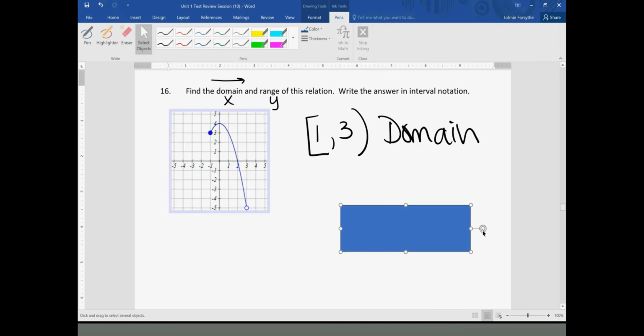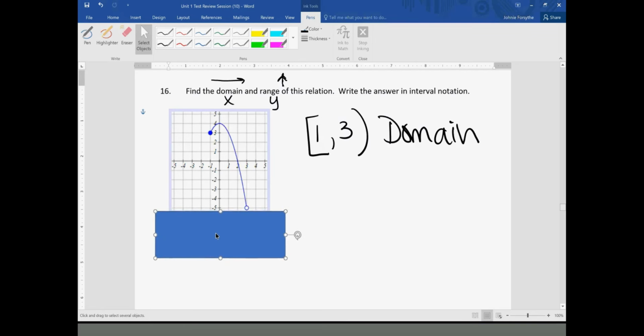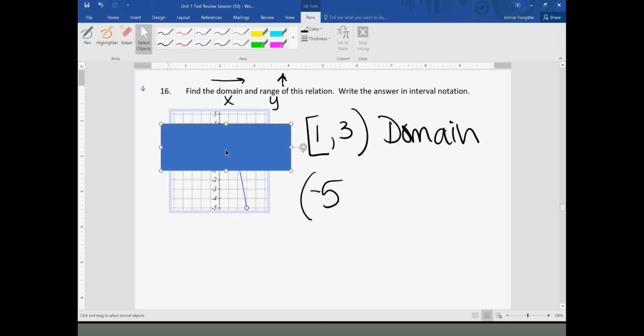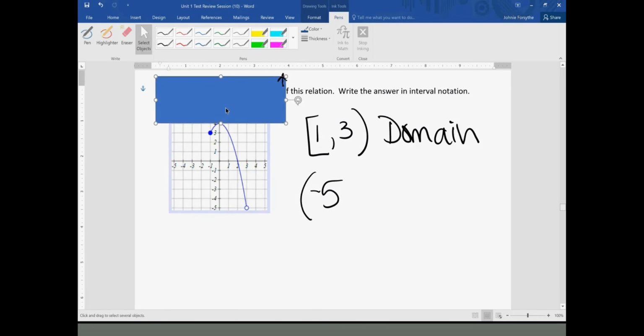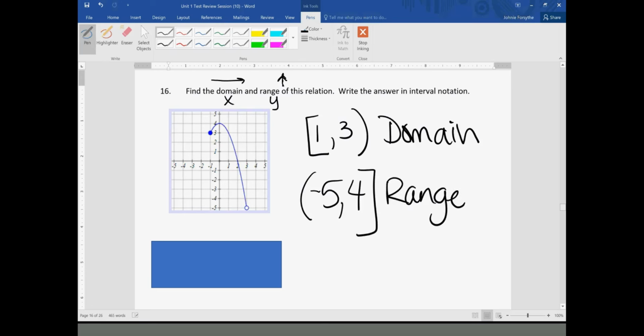Now let's look at the range. So bottom to top. Okay, so starting from the bottom, it starts at -5. So this is where your range starts, but it's an open circle, so we're going to use parentheses, and then it goes all the way up to 4. The graph ends at 4 on the y, but it does touch 4, so we're going to use a bracket, and that describes the range.